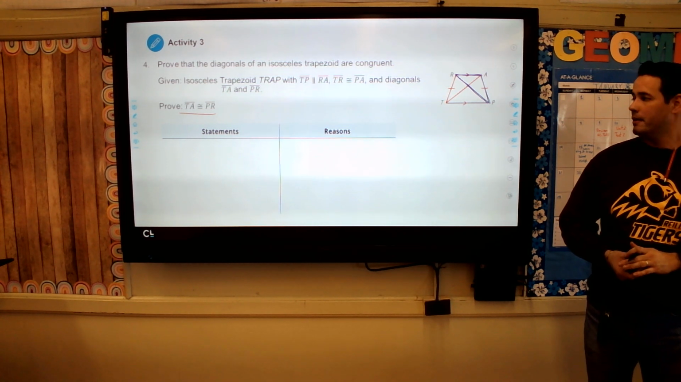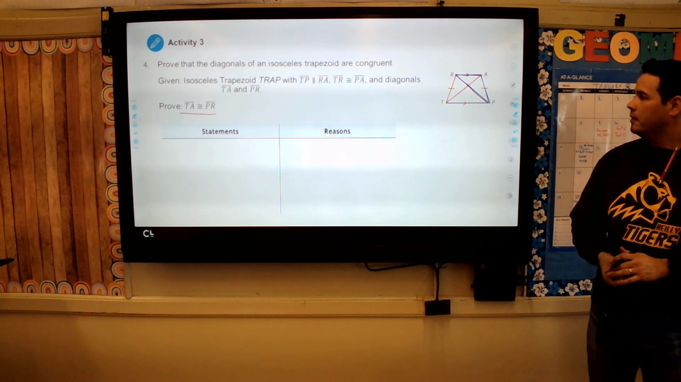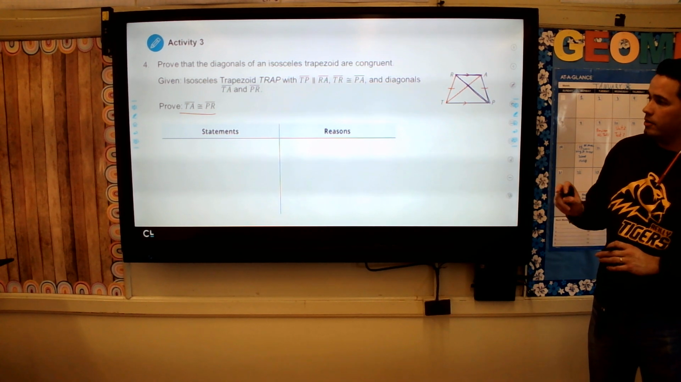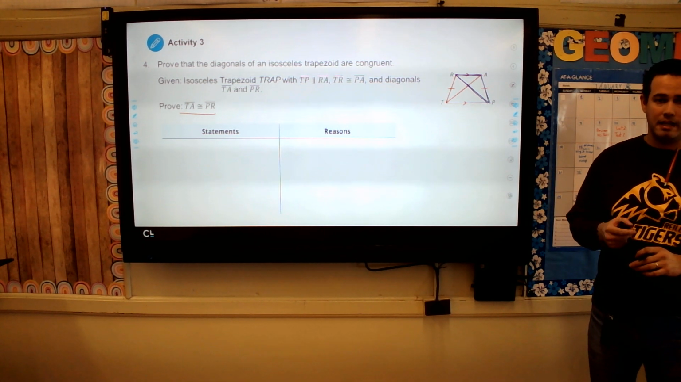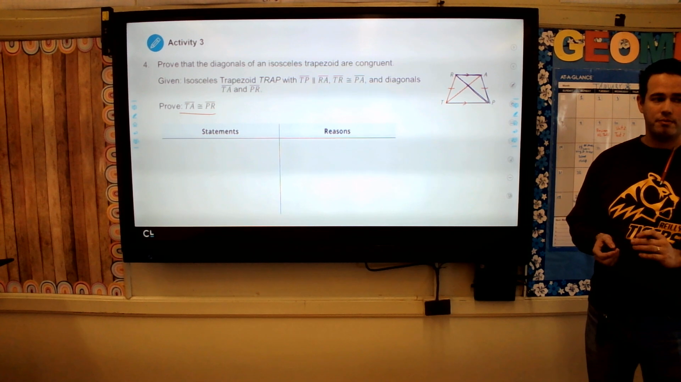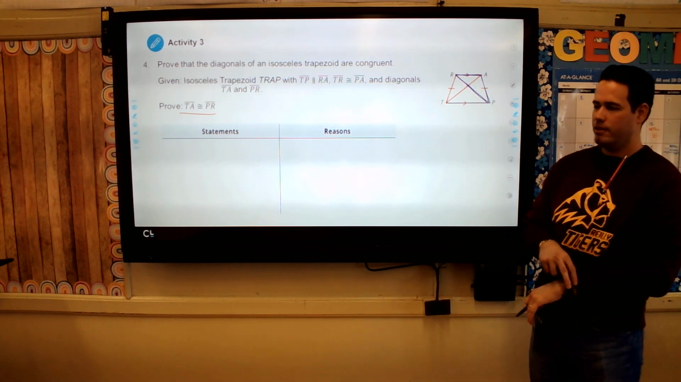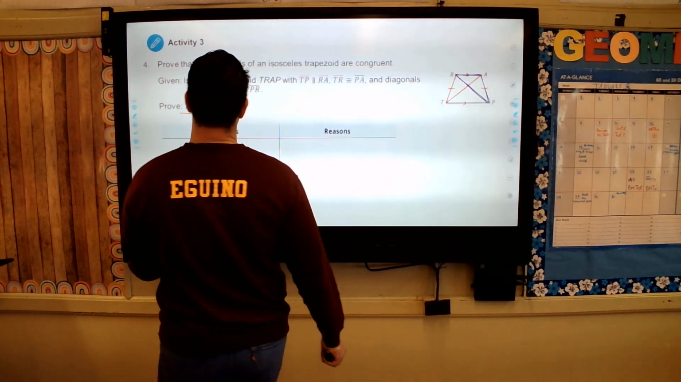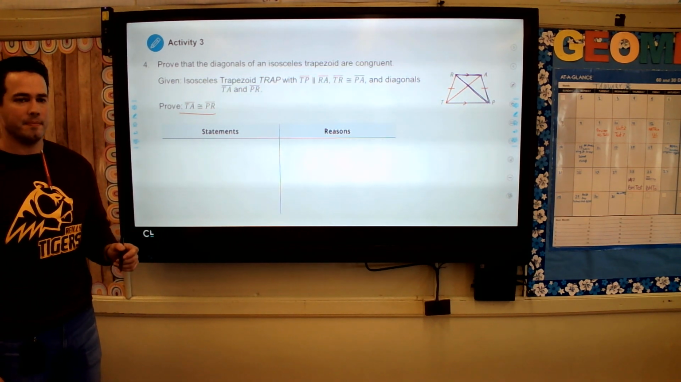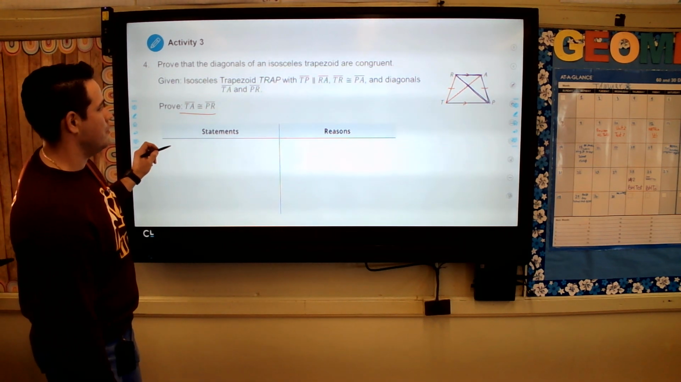You could use the reflexive property to say that RA is congruent to itself. Okay, before I say that, do you want to say something else, any given information that you'd like to use before I go into the heavy-duty stuff? TR is congruent to AP.